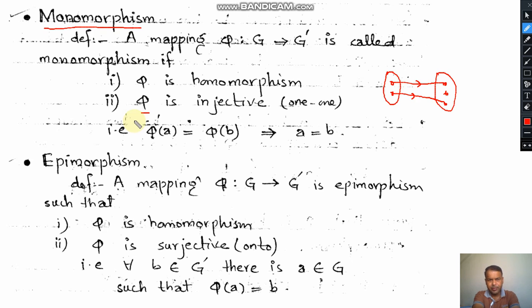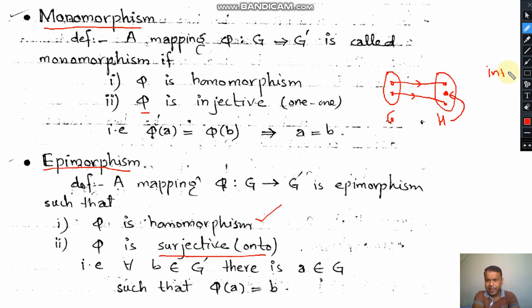Another definition is epimorphism. In the case of epimorphism, phi must be a homomorphism. It means it will satisfy the previous definition, as well as it is onto. Onto means there will be no element in the second group which is not mapped by any element of the first group. Let us suppose this is G and this is H. Here this middle element is not the mapping of any element from G. Here we are seeing that there is one element available in H which is not the mapping of any element of G. So it is into case.